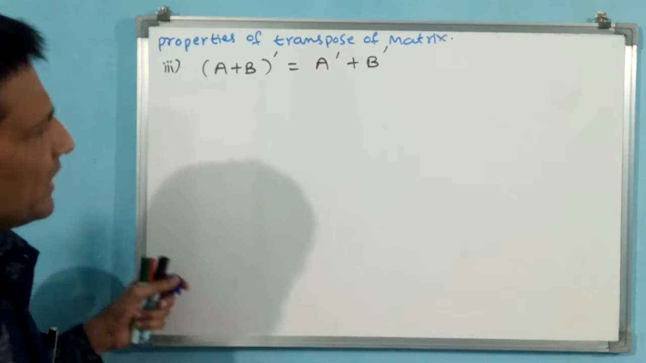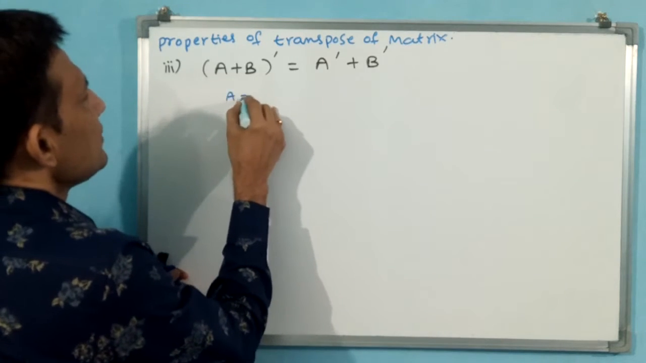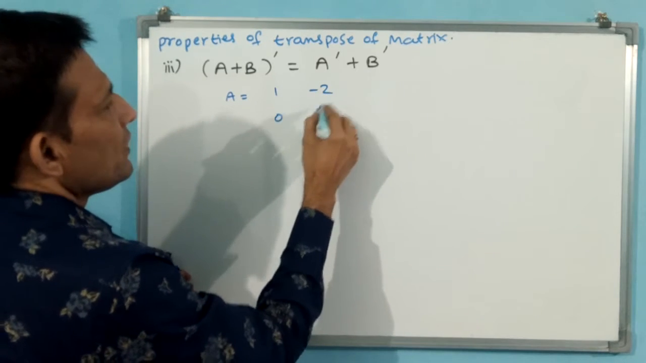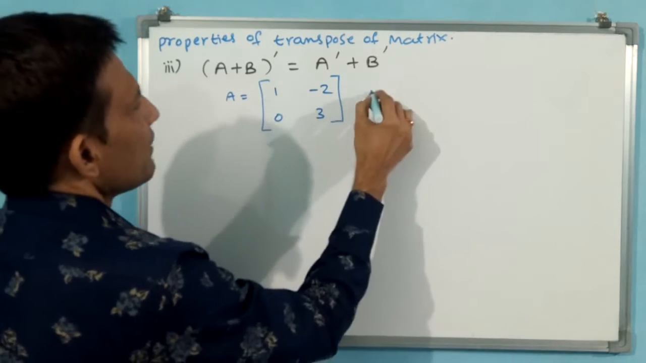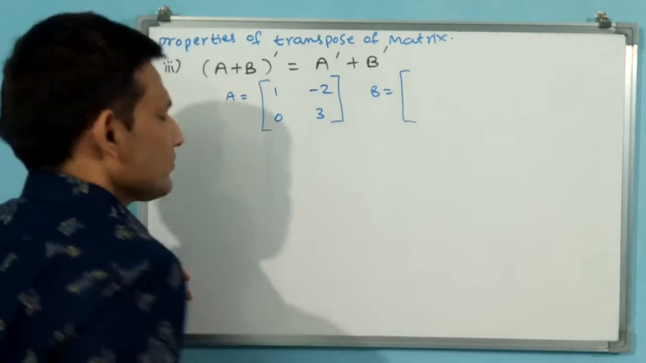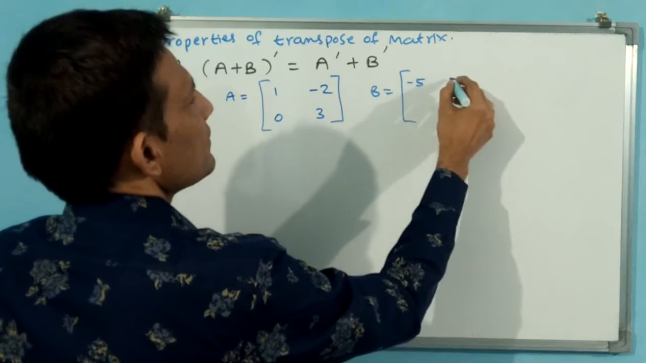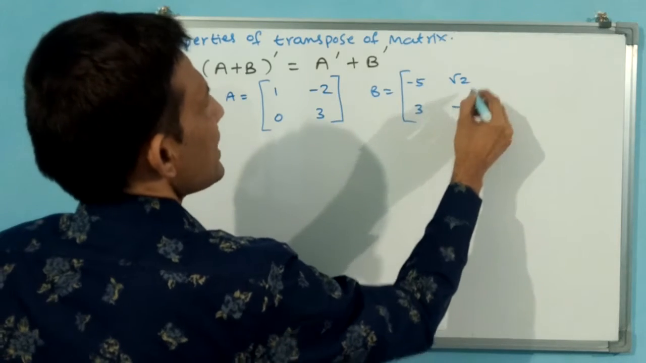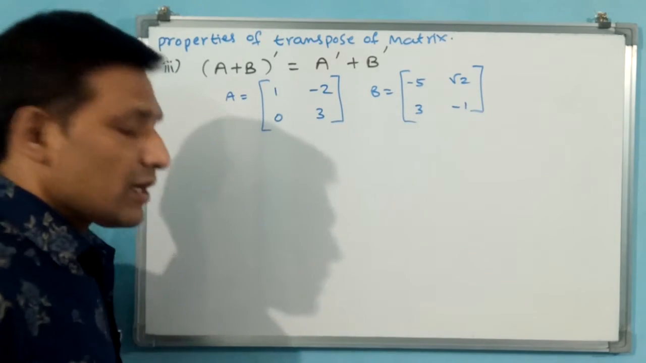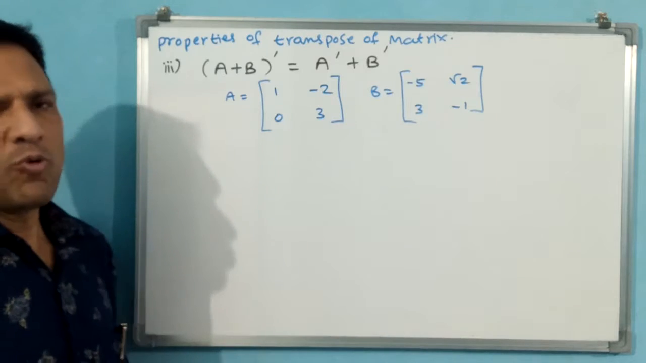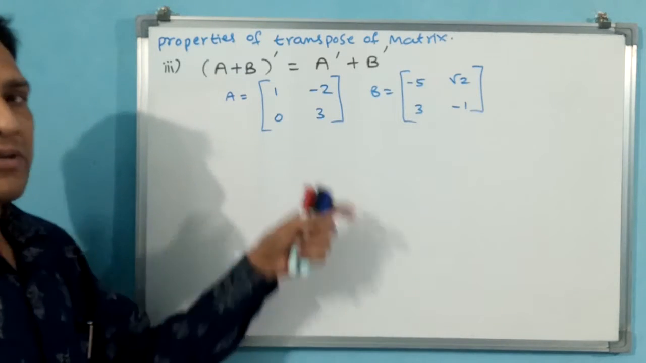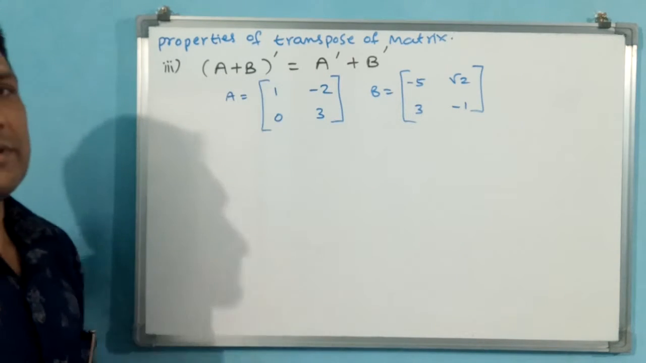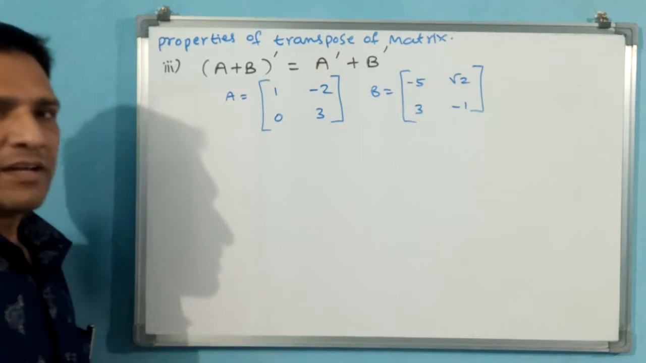Okay, let us take. Let A is equal to 1, minus 2, 0, 3. B is equal to minus 5, root 2, 3, minus 1. These are two matrices, A and B, 2 by 2 matrices. Why have I taken 2 by 2, 2 by 2? See, if you take 2 by 2 here, 2 by 2 only you have to take, or else you are not able to do the addition operation. That is why we have to take.